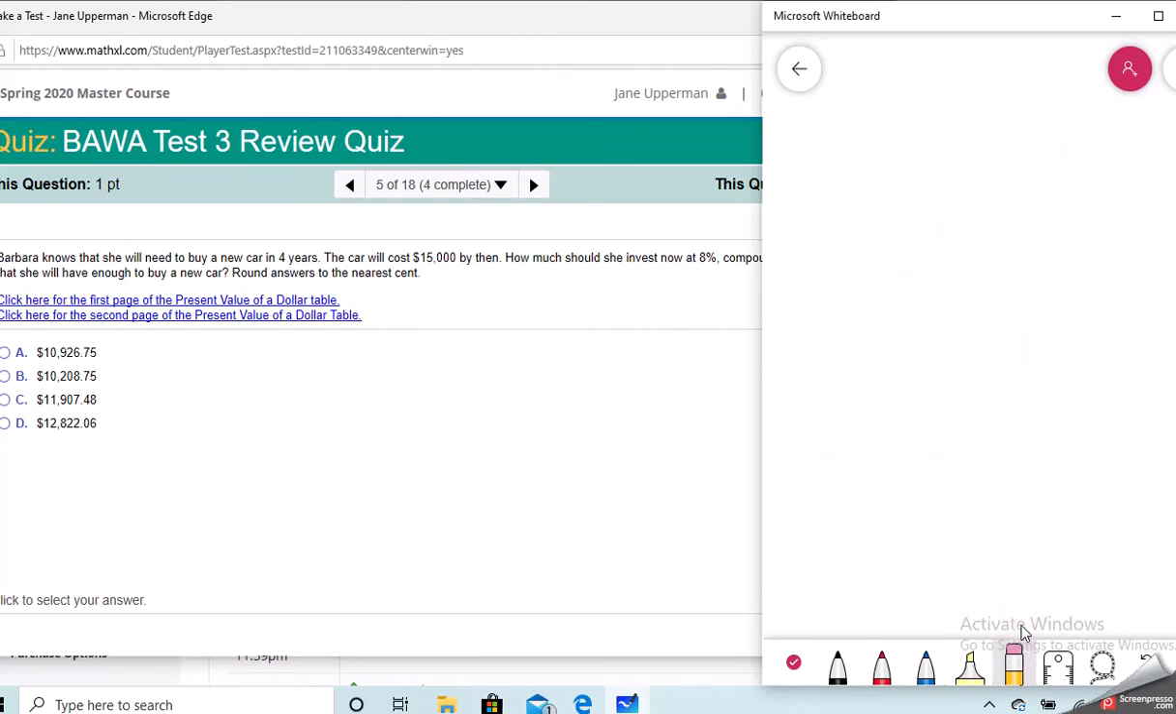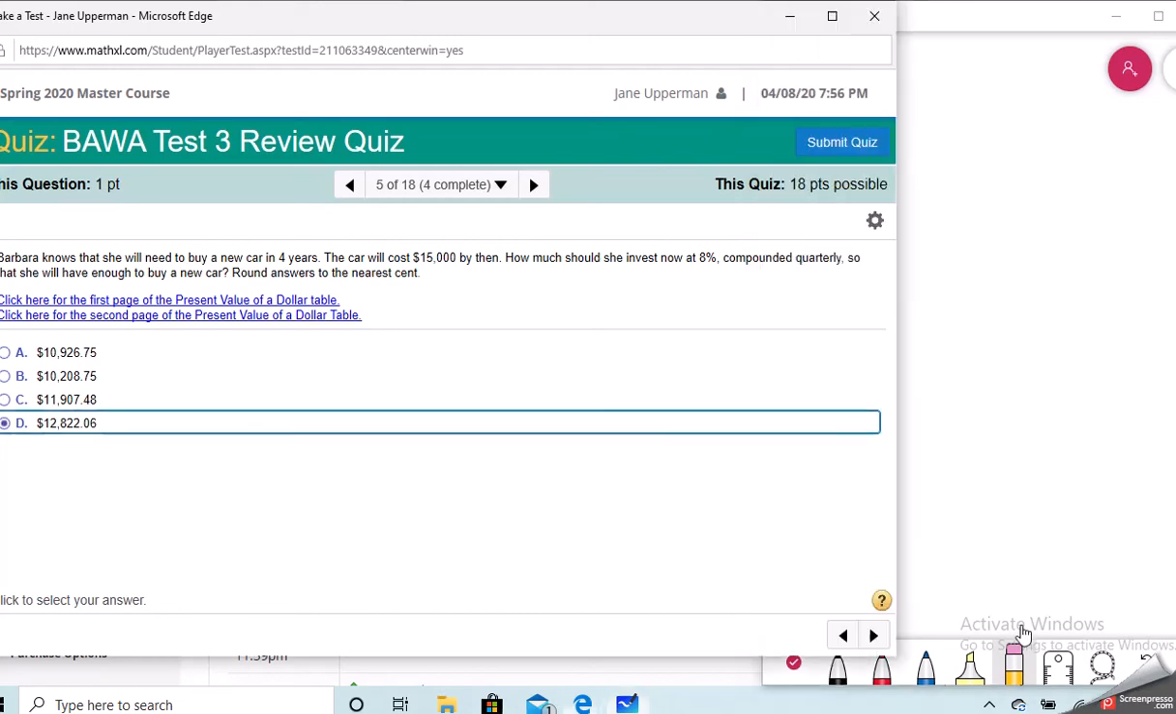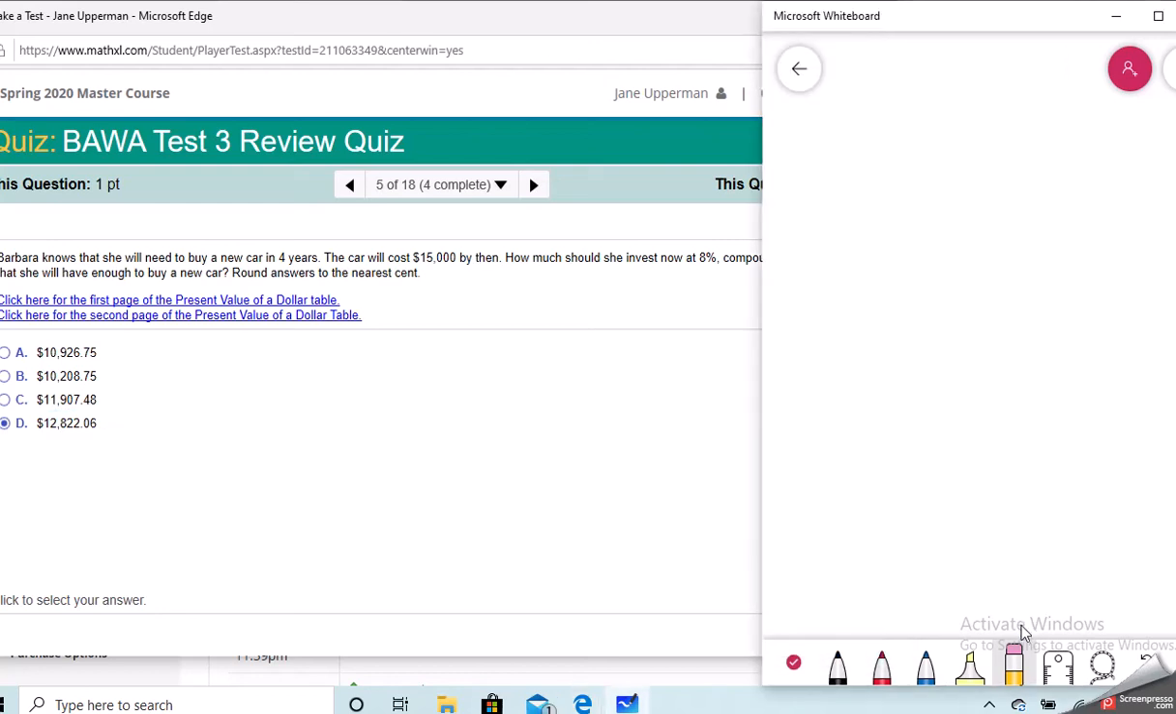Clear that canvas. Okay, so now Barbara knows that she needs to buy a car. It's going to cost her $15,000. Come back over. She's got 8% compounded quarterly, and it asks how much should she invest now. So again, how much should she invest now tells us we're computing for the present value.